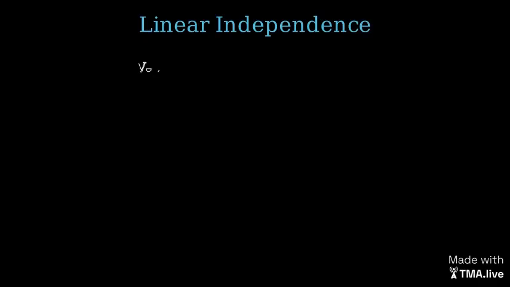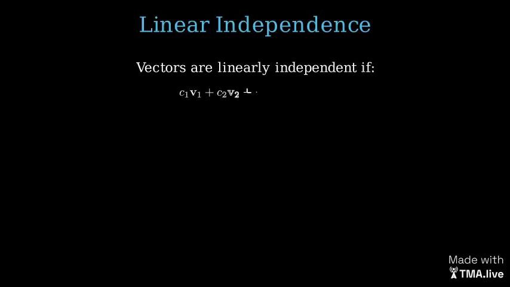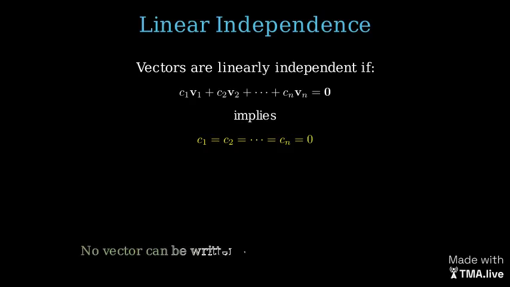The standard basis for R squared consists of e1 equals (1, 0) and e2 equals (0, 1). Any vector in R squared can be written as a unique combination of these basis vectors. There are infinitely many possible bases for the same vector space. As long as vectors span the space and are linearly independent, they form a valid basis.